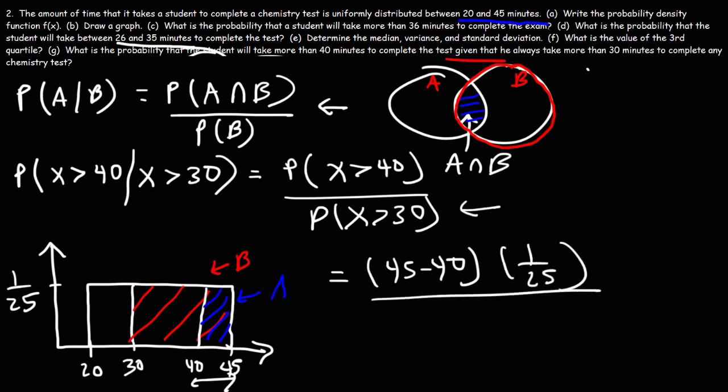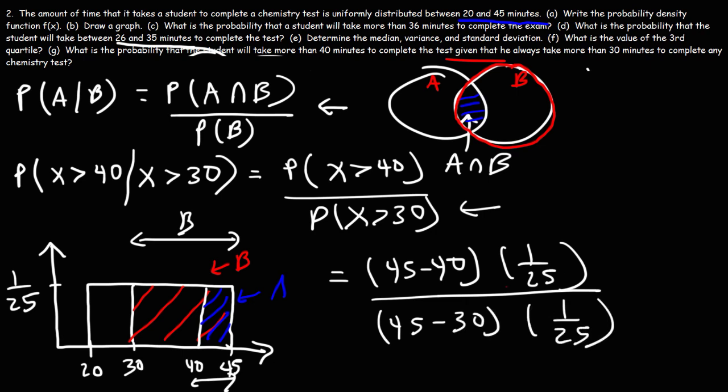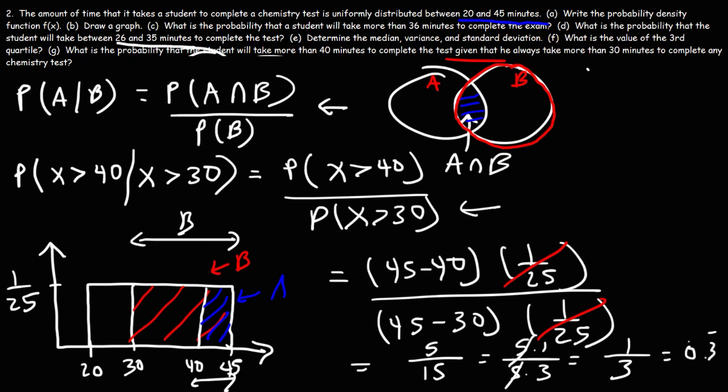Now, for this one, the probability where x is greater than 30, the base of that rectangle is from 30 to 45, and the height is the same. So we could cancel 1 over 25. 45 minus 40 is 5. 45 minus 30 is 15. So 5 over 15. 15 is basically 5 times 3. 5 is 5 times 1. We can cancel a 5 and get the answer 1 over 3. And 1 over 3 as a decimal is basically 0.3 repeating.